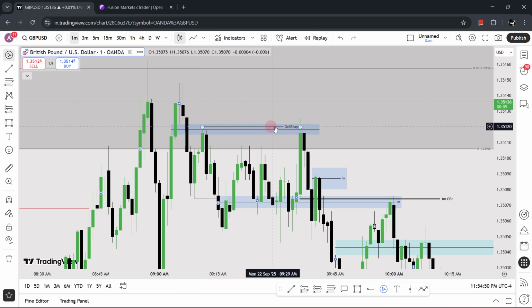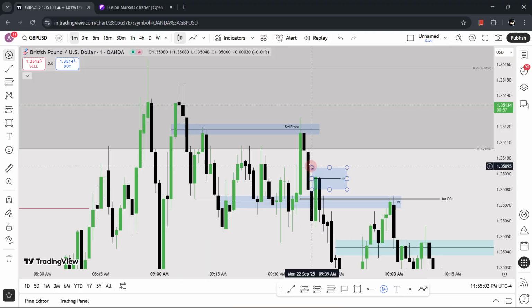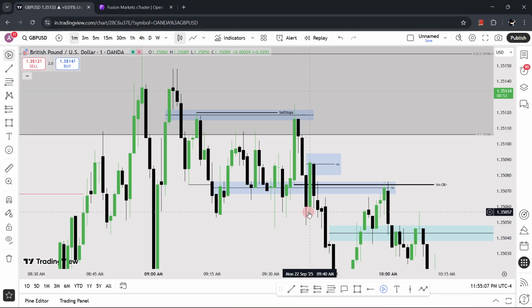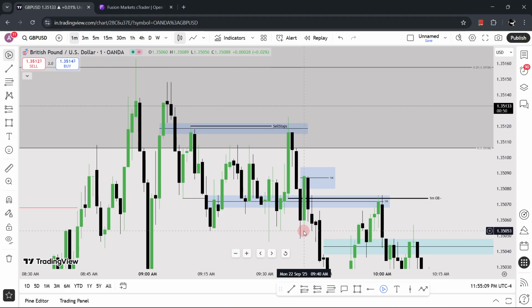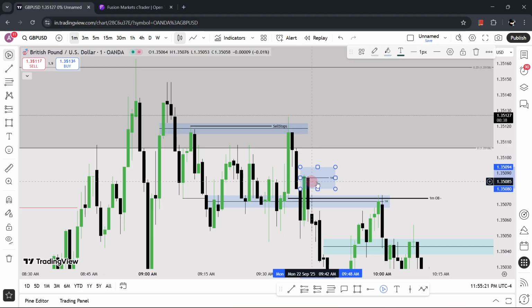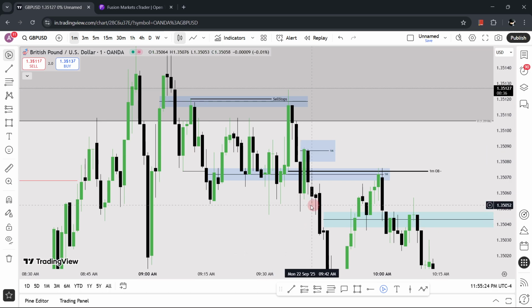On breaking down lower, it disrespected this fair value gap and created a 1 minute fair value gap down here. After coming down to here, it went again to this fair value gap and respected it. Look at the midpoint of this one, perfectly respected. And it started to go lower again.